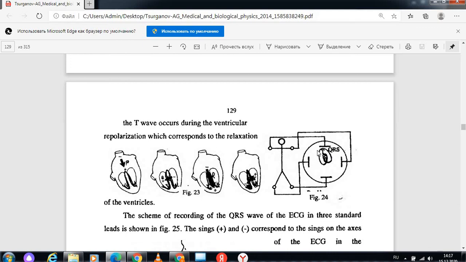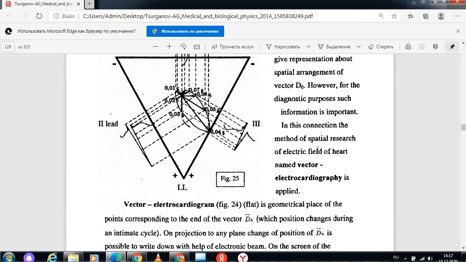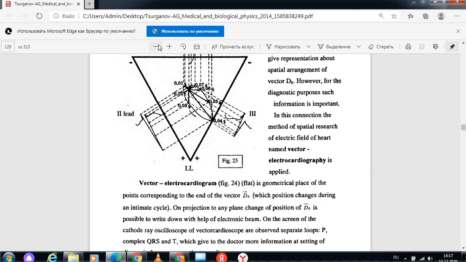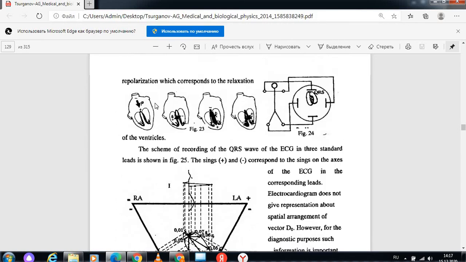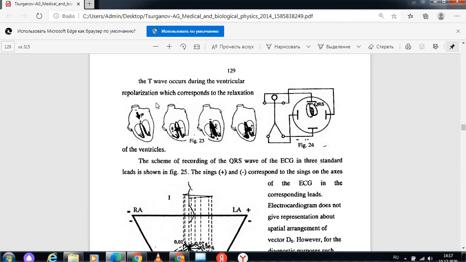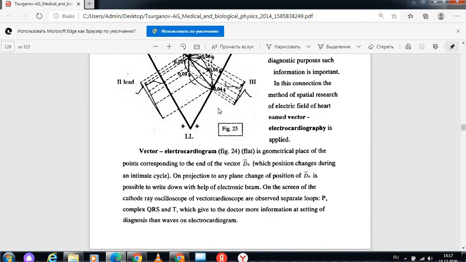We have the electrocardiogram here flat. Its geometrical locus of points corresponds to the end of the vector D0, which exactly shows how the heart is working.